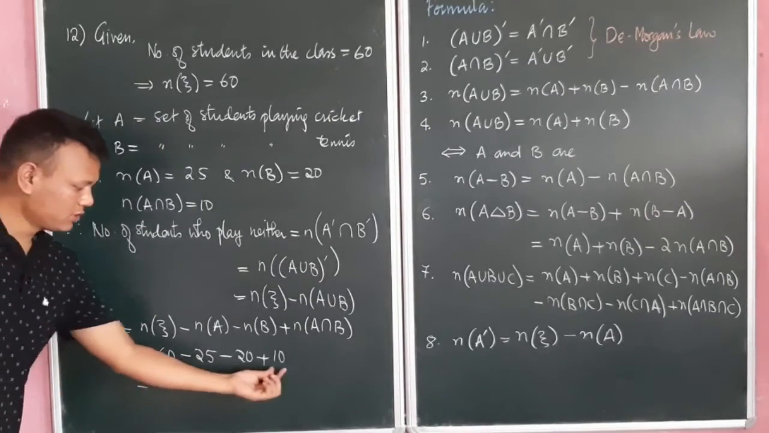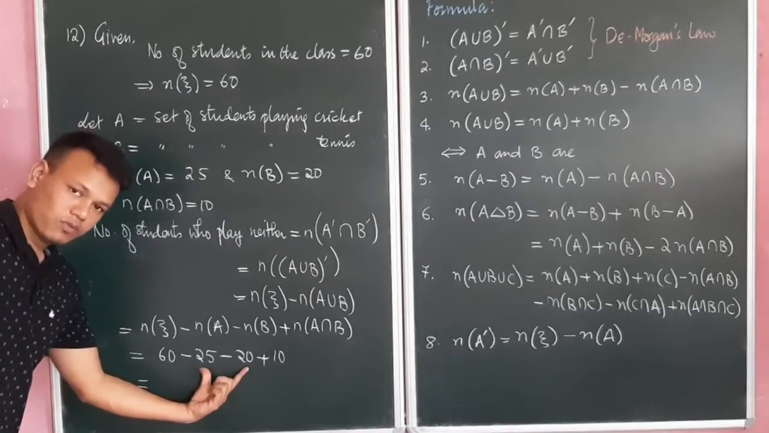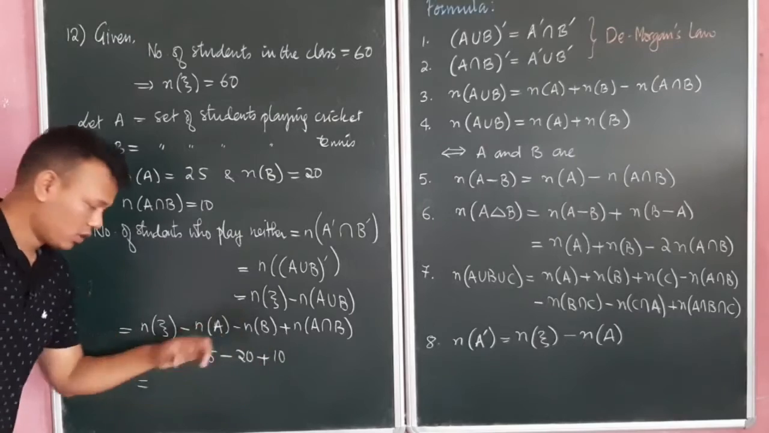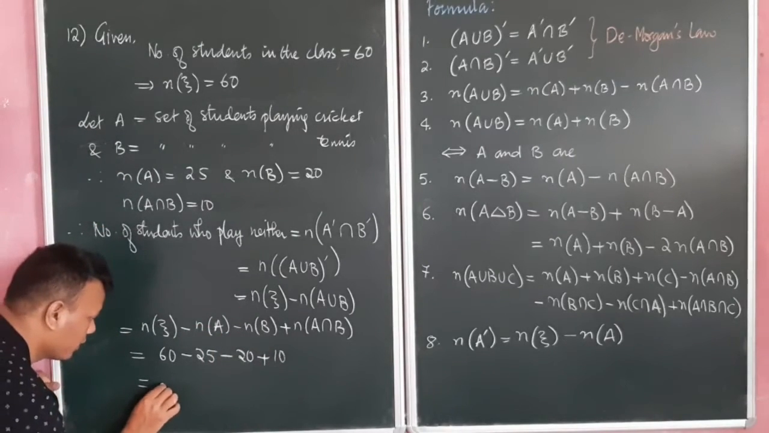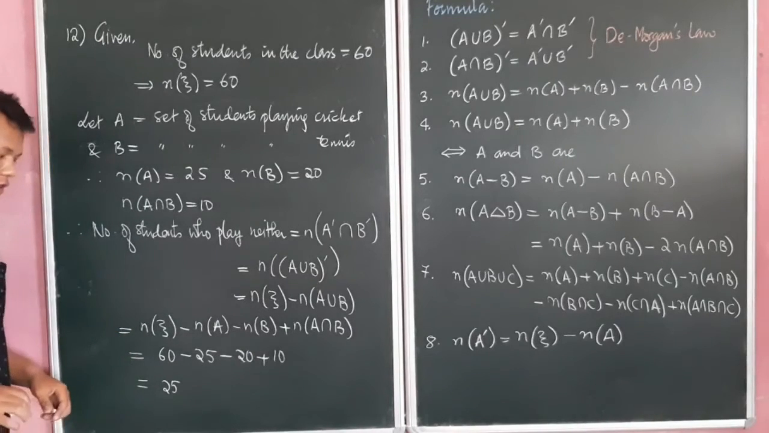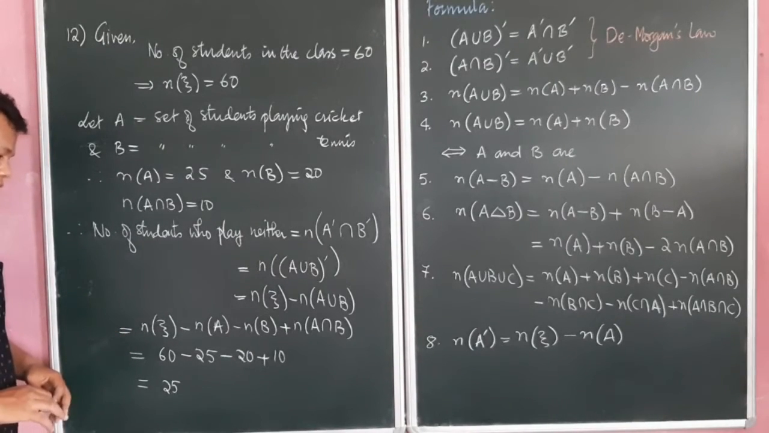See here, 60 plus 10 is 70 minus 45. Yes, so 70 minus 45 is how much? It turns out to be 25. Alright, so pause the video and note it down.